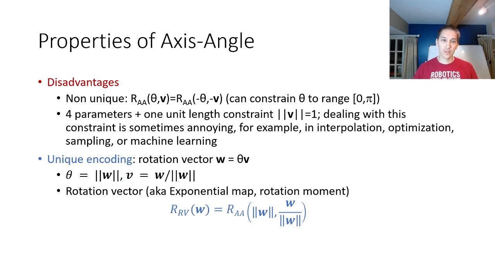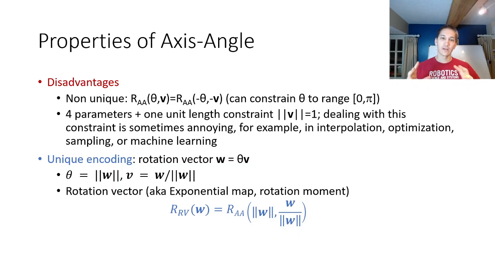But one of the other problems is that we now have 4 parameters representing the rotation. We have the angle and then 3 axis parameters. The thing here is that we have to make sure that this axis is unit length. So we have this constraint that the norm of v is equal to 1. And this can be a bit problematic for a number of applications, such as interpolation, optimization, sampling, or also machine learning.